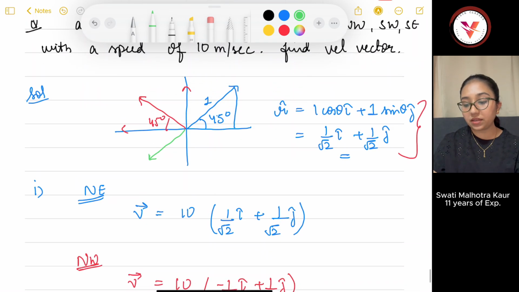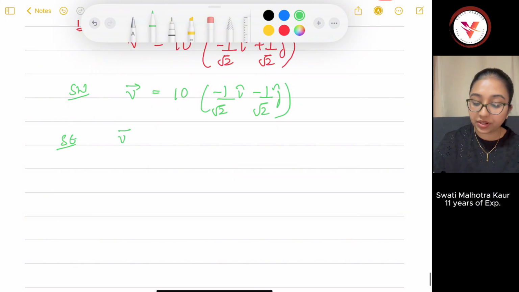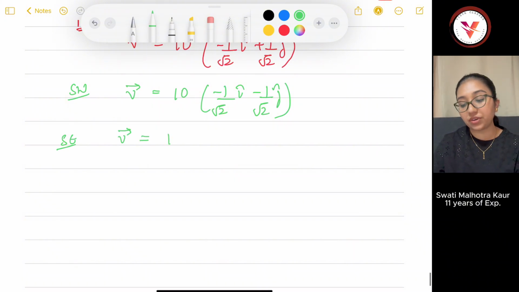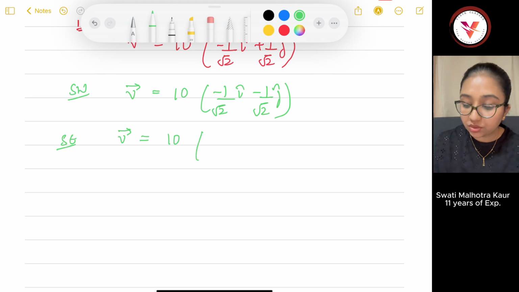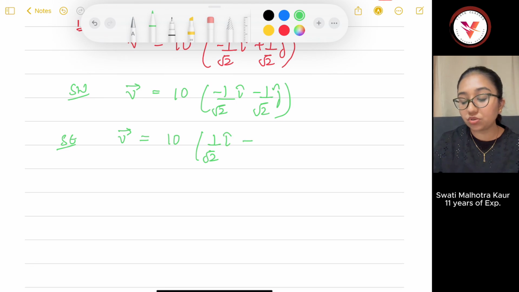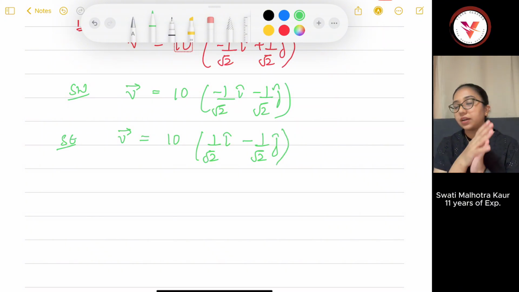And then again in the southeast direction, x is positive, y is negative. So for the southeast, the velocity vector would become magnitude times the unit vector. I only take the direction and put the magnitude to be 1. So it is plus 1 by root 2 i cap minus 1 by root 2 j cap. So this is the last question of the video and it's not that hard.